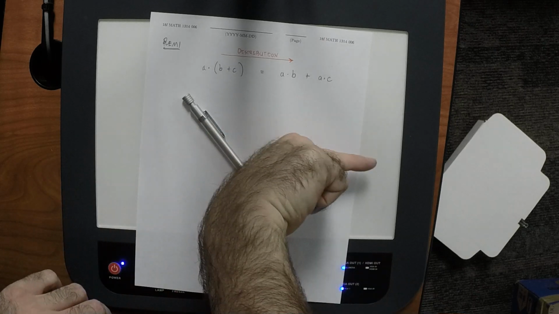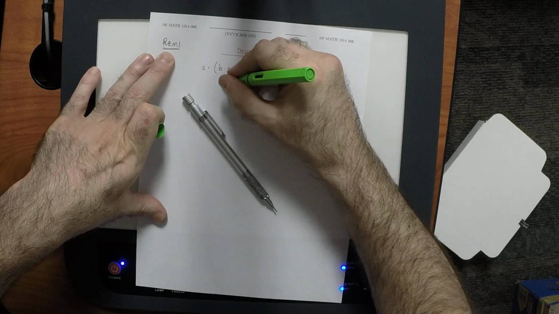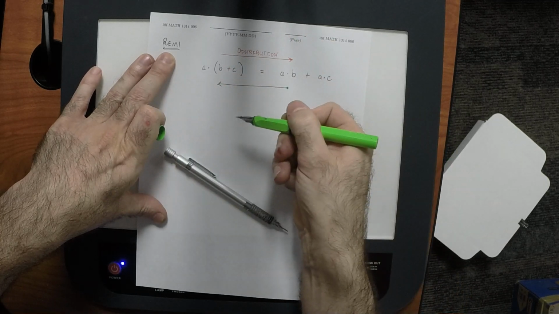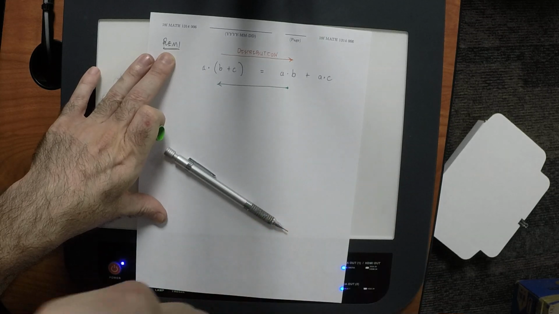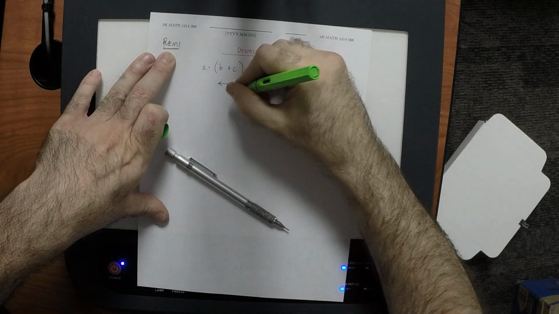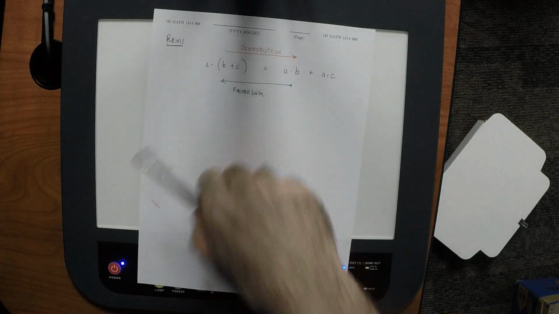So we've been going left to right all day. And if you go right to left, what is this called? It's not distribution. What is it? Reduction would be good, but it's not. What is it? Factoring. Okay, so we're going to do one super quick example, and then we're done for the day.